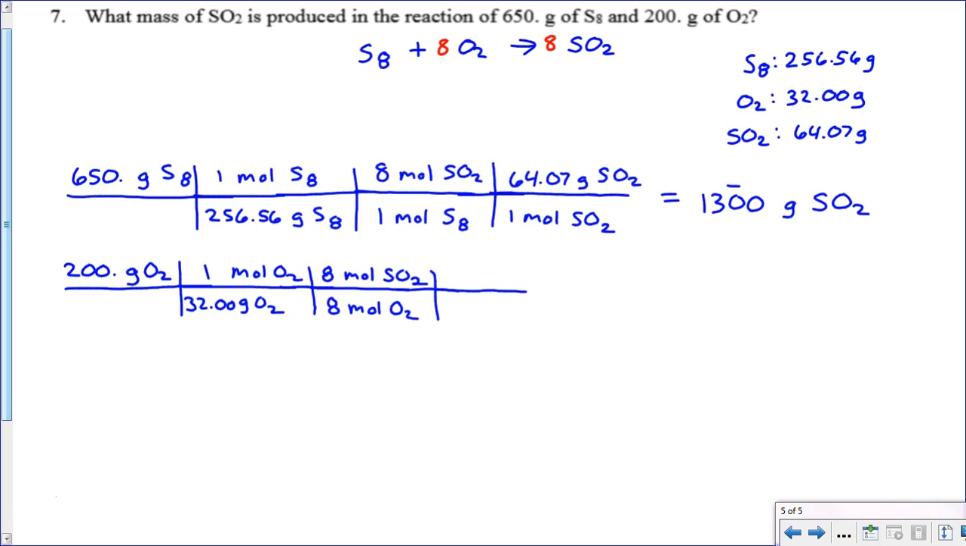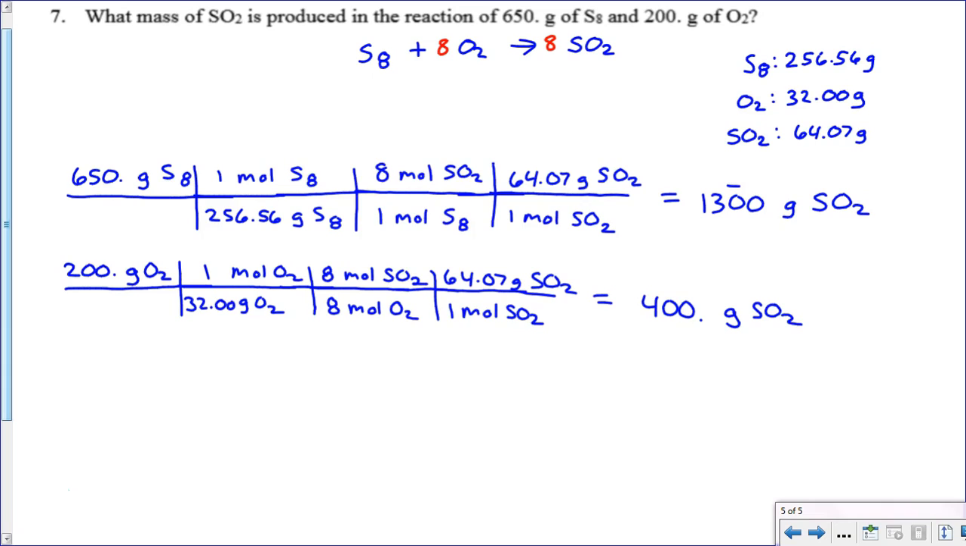And then we're going to go from moles to grams for SO2. So we know that in 1 mole of SO2, there's 64.07 grams of SO2. Multiply all of that out, and we get 400. All right, and we need 3 sig figs, so I'm going to call it 400. grams of SO2.